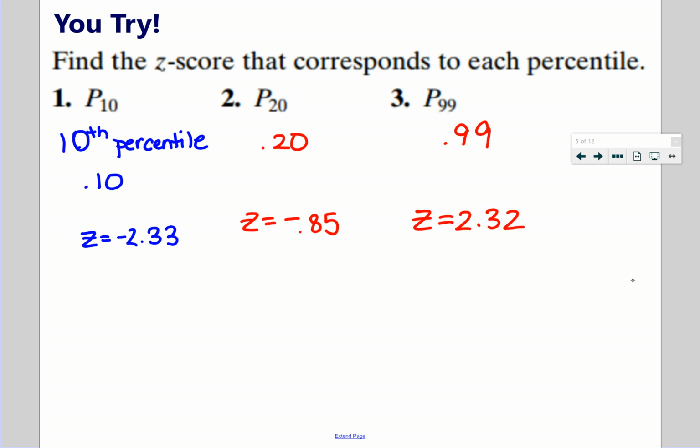So neither of these are exactly on the chart, so we're going to pick the z-value that's just below them, which gives me negative 0.85 and 2.32.